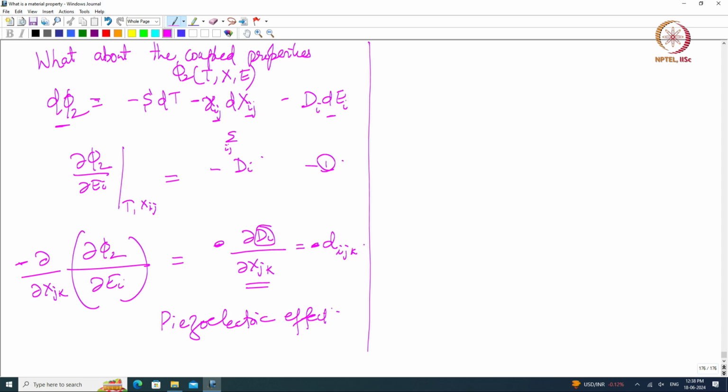First I take phi 2 and take a derivative with respect to Ei, keeping all the others constant, and then I take the resultant quantity, which is di, and take a derivative with respect to xjk, keeping the electric field constant or temperature constant and so on and so forth. Then I get dijk, right. But you must understand this dijk is at a particular value of stress, particular value of electric field and particular value of temperature, because I am keeping these things constant here.